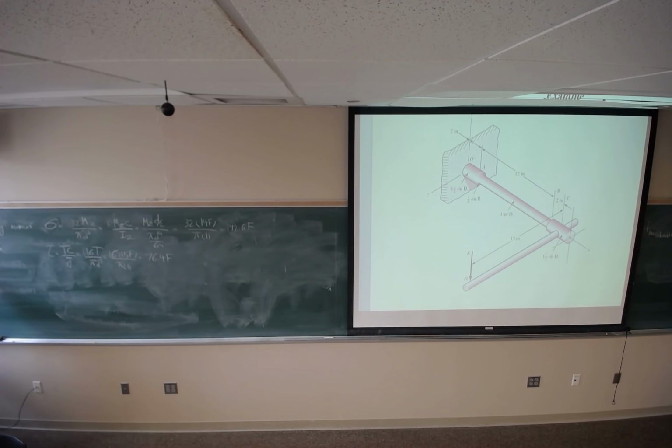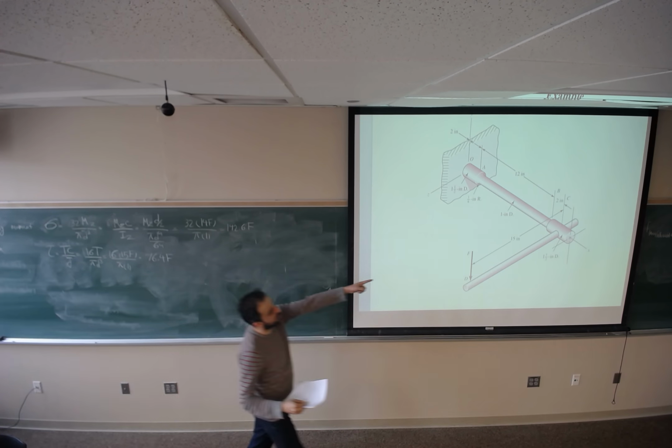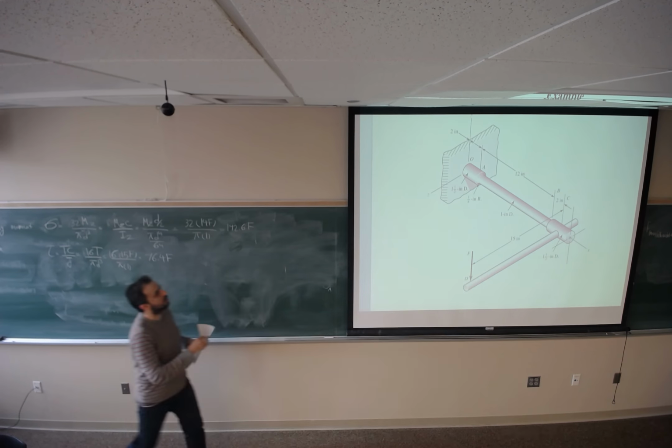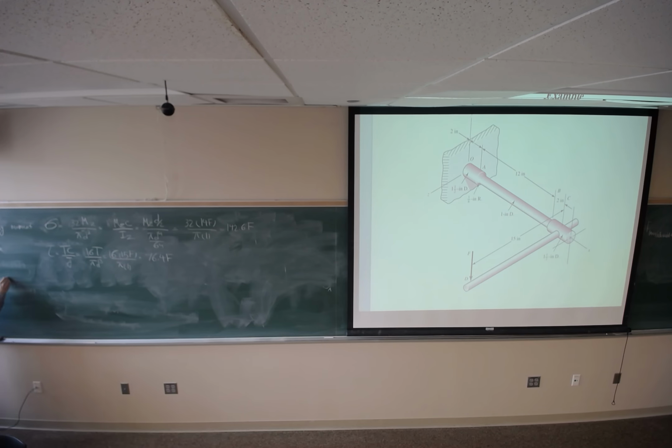Or at section O, which is the other candidate. MZ, the distance is going to be 14 plus 2. 14 from point C to point A, and 2 inch from point A to O. It's going to be 16 times F, and T or torsion or MX is going to be the same, 15F.